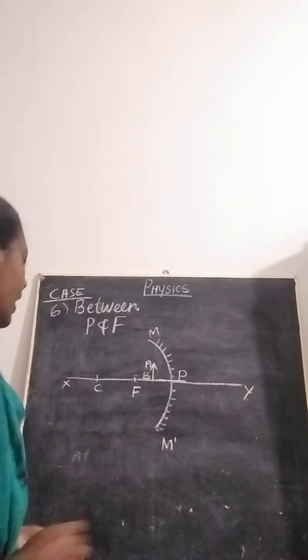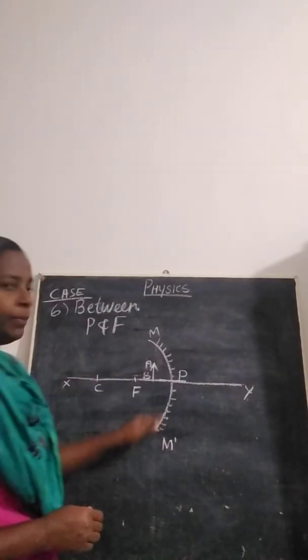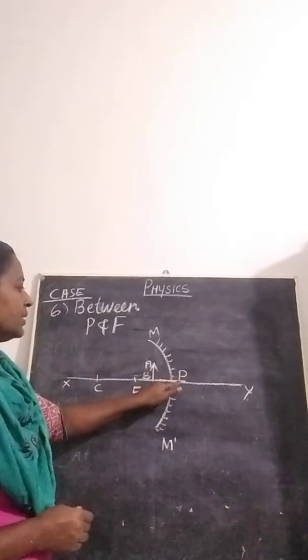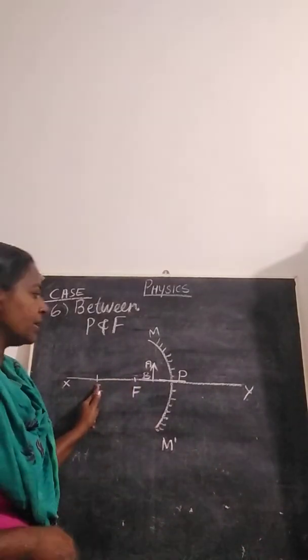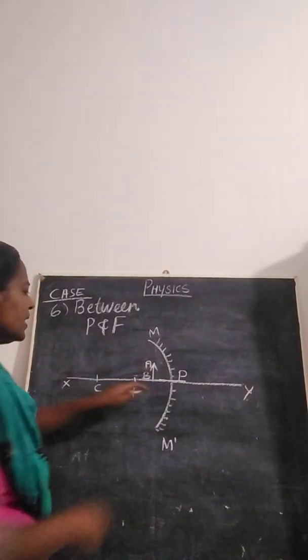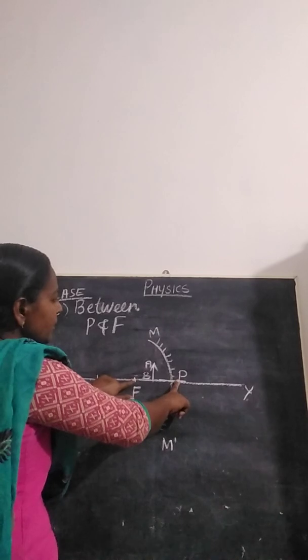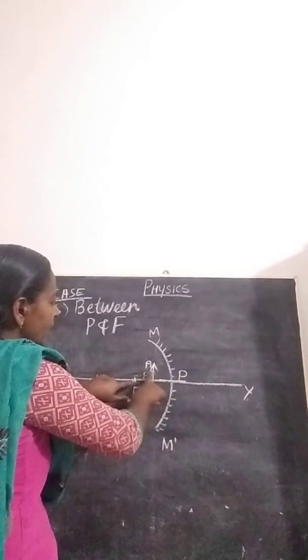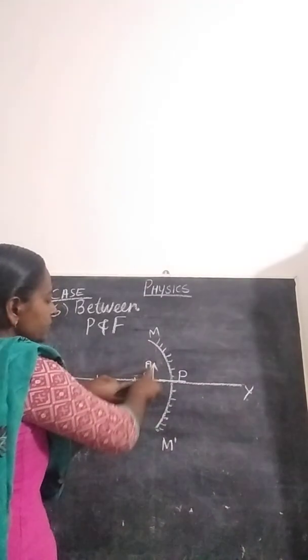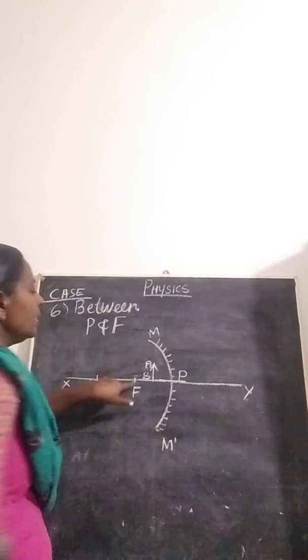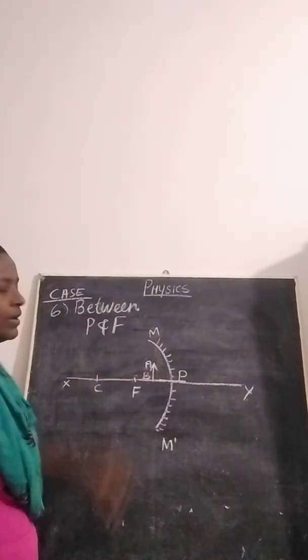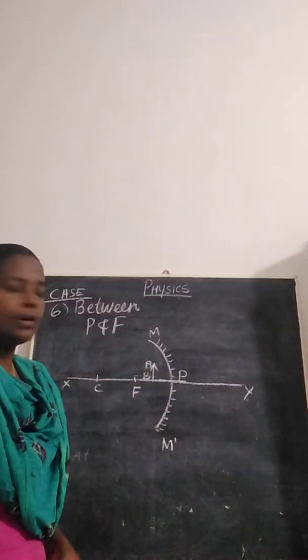Here we have a concave mirror with the aperture MM dash. P is the pole of the mirror, F is the principal focus, and C is the center of curvature of the mirror. Here you see the object is placed between P and F. AB is the object, where A is the top of the object and B is the bottom, hence A has an arrowhead pointing upwards.